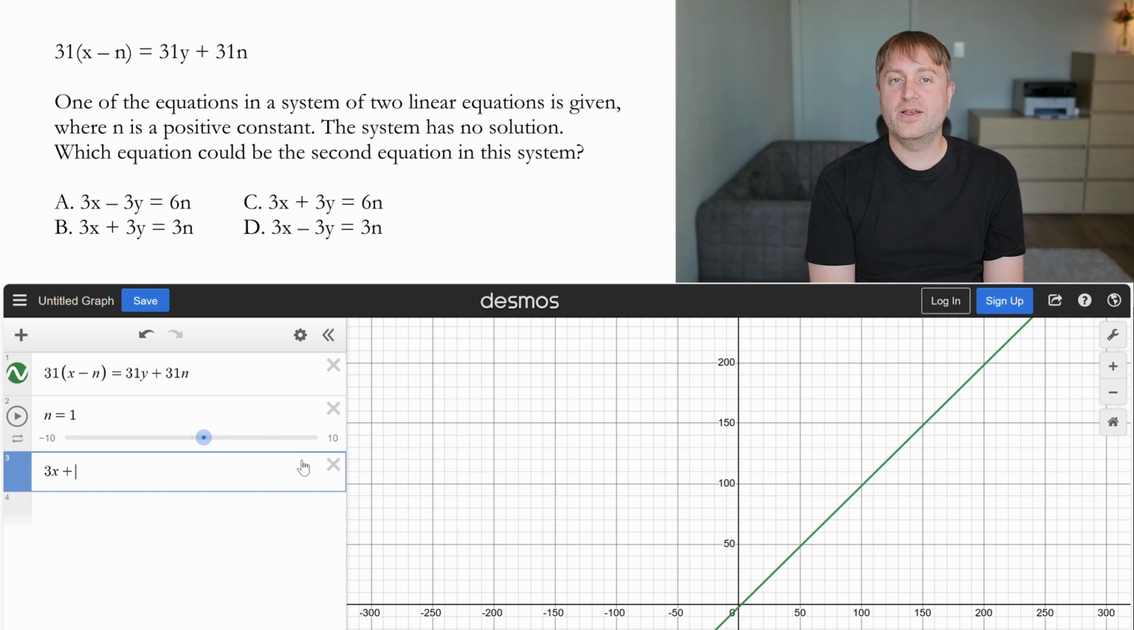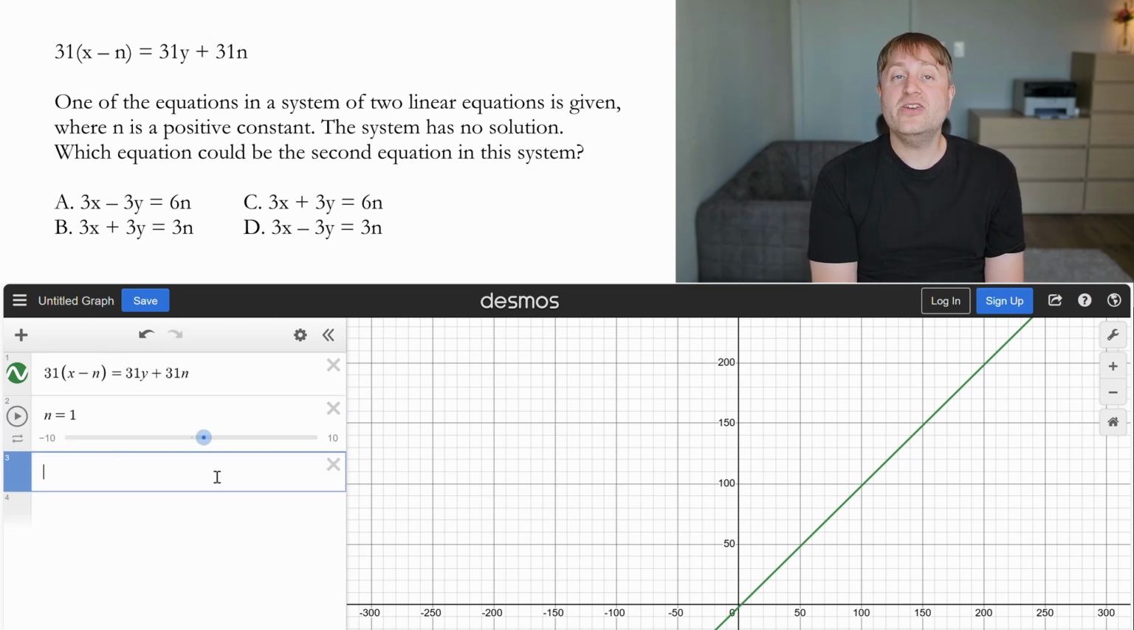3x plus 3y equals 6n. Again, we can see that this one is clearly not parallel to the original equation. It intersects the original equation at one point, so we can cross it off too.